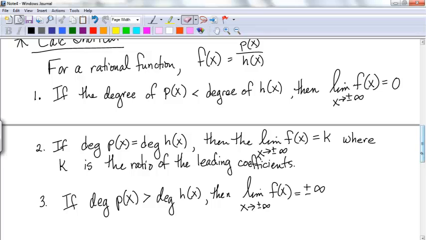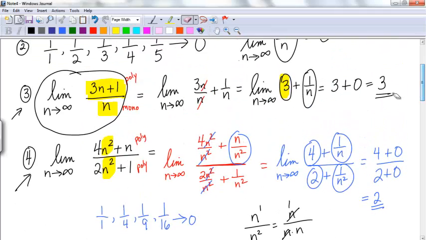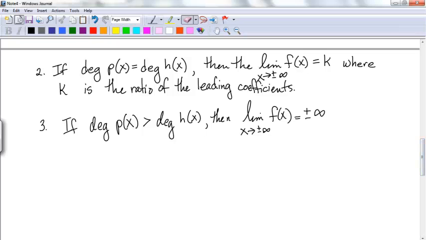Okay. Now, if you go back up, we're going to look at the ones we did here and another example. So they will say in the book, find the limit. You could work it the long way that I showed you up above, but here's using the calc shortcut.